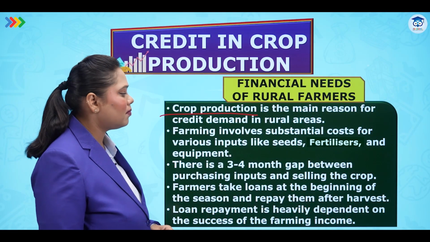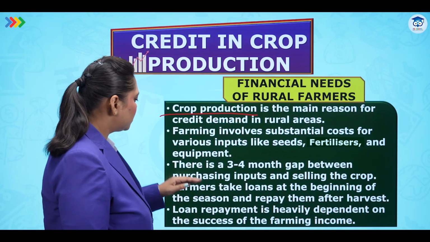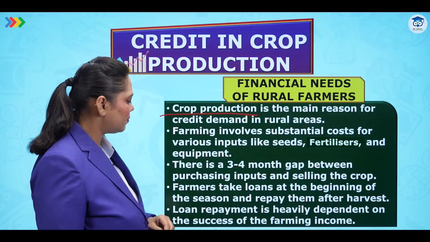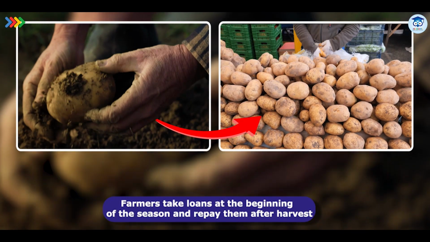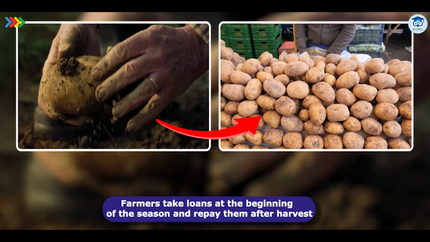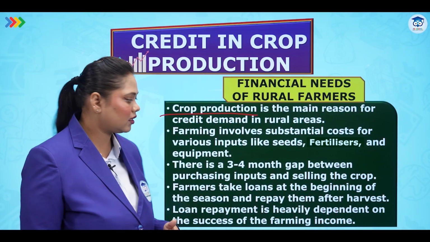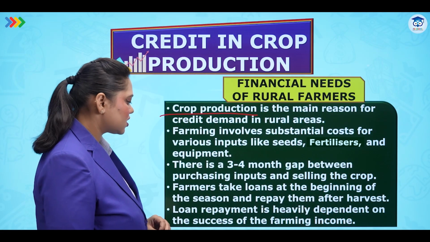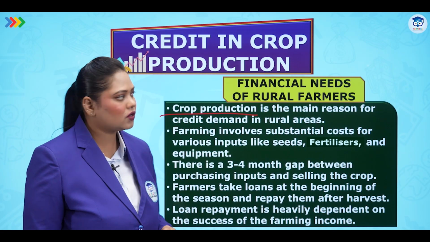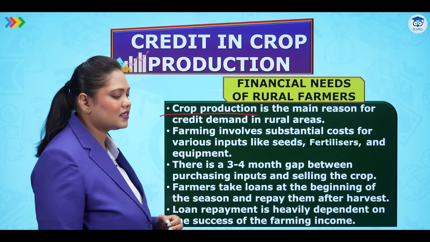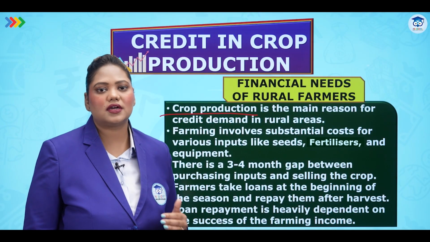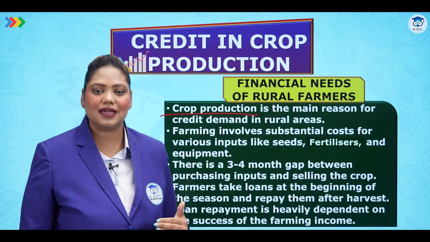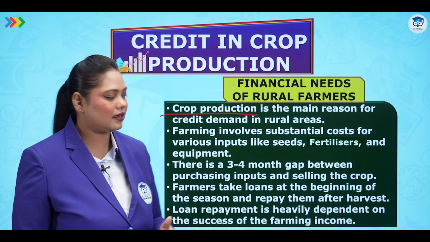There is a 3 to 4 month gap between purchasing inputs and selling the crop. Farmers take loans at the beginning of the season and repay them after harvest. So after harvest, when they get the produce, they sell it in the market, then they repay their loan. Loan repayment is heavily dependent on the success of the farming income. So in this situation, in the rural farmer, we can see that the farming is not in our hands because it depends on natural factors such as air, such as wind, such as rain.